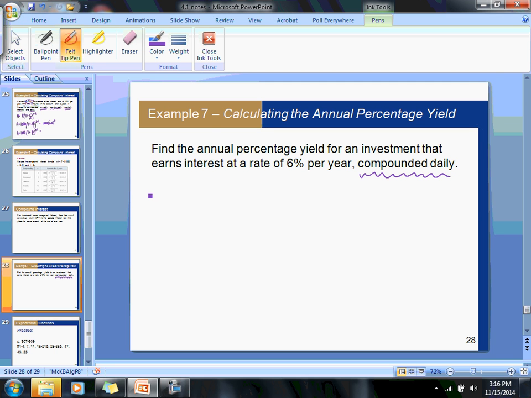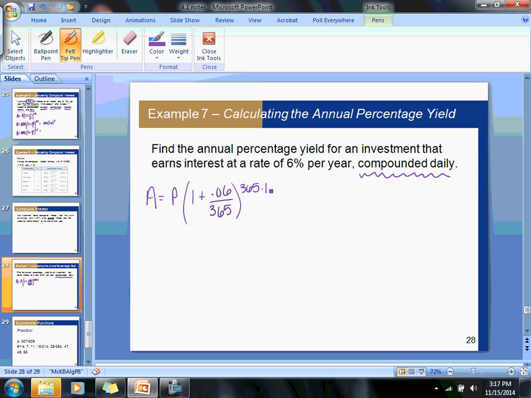Okay, if we go to our equation, okay, they don't tell us how much we're putting in. Okay, we are going to start with the 1, and then with 6%, so that's 0.06. Now, if it's compounded daily, we're going to put the 365 there. And then the 365 will be times 1 because it's per year. Okay, so we're doing this 1 time a year.